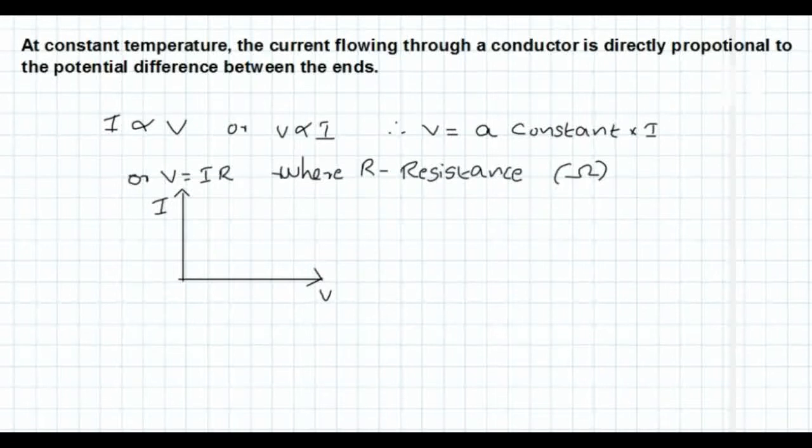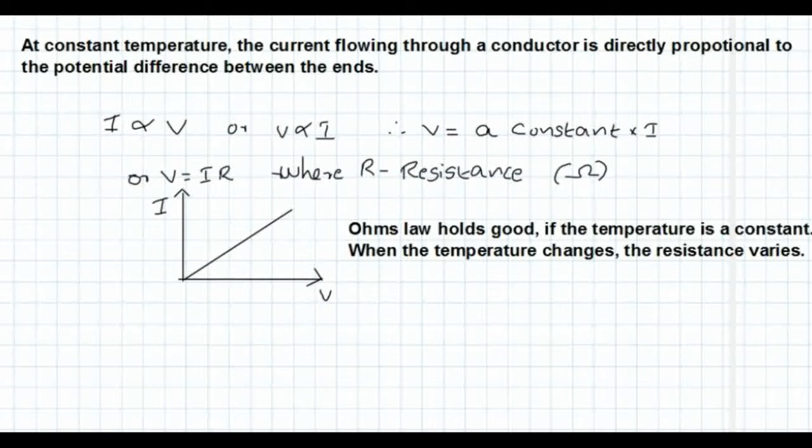Since I proportional to V is like an A proportional to B relation, the relation between I and V can be graphically represented. Here we take potential V along the x-axis and I along the y-axis. Then the relation between I and V is shown here. That means as V increases, there is a corresponding increase in I also. The graph, or the straight line, is at 45 degrees.